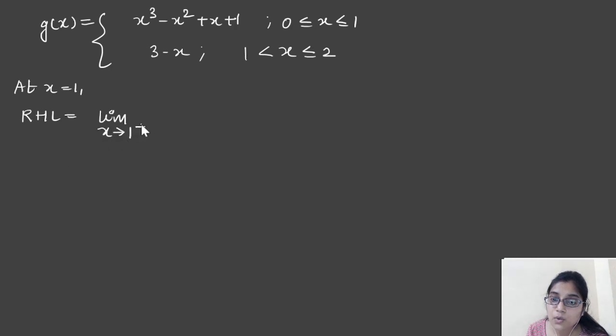Limit extending to 1 plus g of x. So what will it become? Limit extending to 1, because at 1 plus the g of x is this. So we got 2.